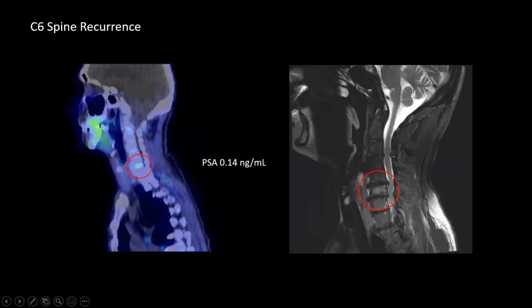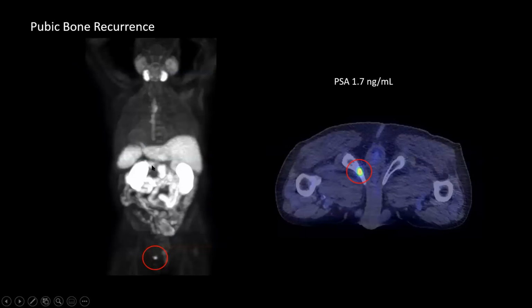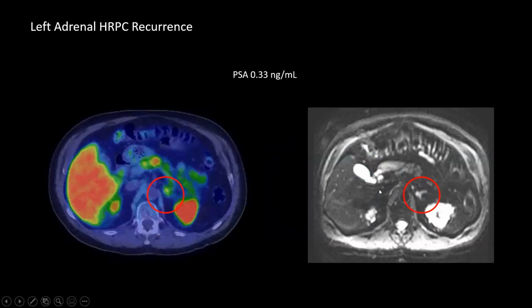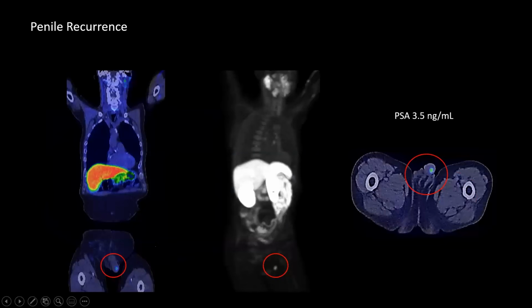Here's an example of a solitary recurrence in the C6 spine of this individual up in the neck, PSA 0.14. Here's an individual with a PSA of 1.7, recurrent disease in the pubic bone. You can see it clear as day. Here's a gentleman that has a PSA of 0.33, and it's growing back as a solitary metastasis in the adrenal gland. And we just pluck out the adrenal gland, disease went away, patient's doing perfect 5 years later.